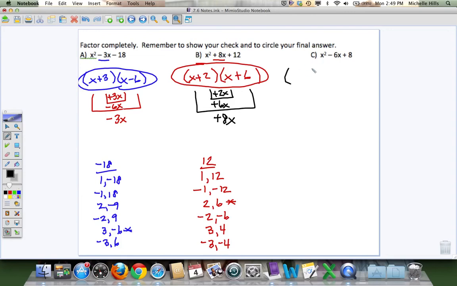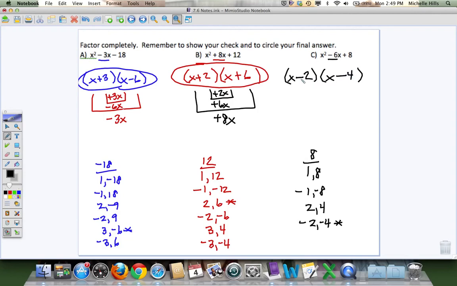And the last one, to get x squared, I would have to have x times x. Factor pairs of positive 8, positive 1 times 8, negative 1 times negative 8, positive 2 times 4, negative 2 times negative 4. 3 isn't a factor of 8. 4 is, but again, we already have it listed, so these are our pairs. I want this to add to negative 6. So negative 2 and negative 4 should do the trick. X minus 2 and x minus 4.